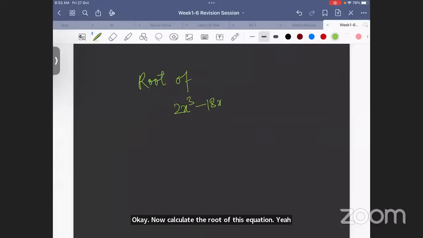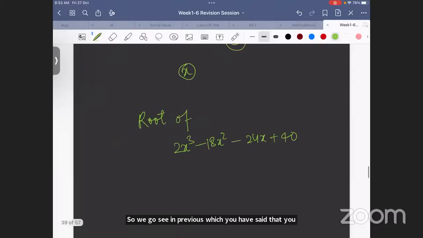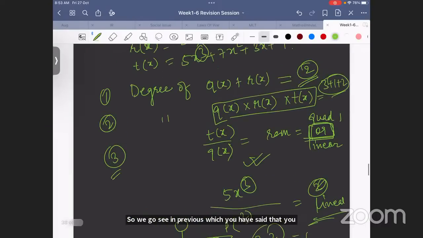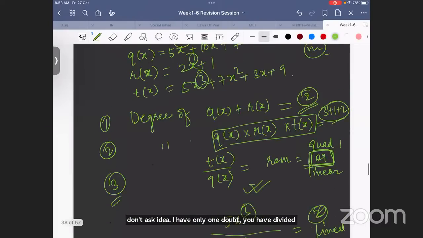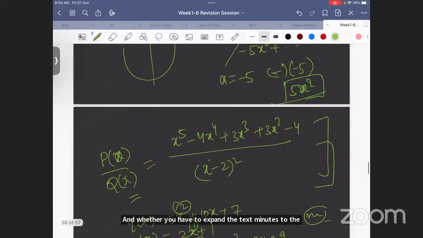Sir, regarding the previous question which you explained, I have only one doubt. You divided by x minus 2 the whole square. Do you have to expand x minus 2 the whole square and then divide it into that polynomial? Yes, you have to expand this and divide it. Okay, thank you, sir.